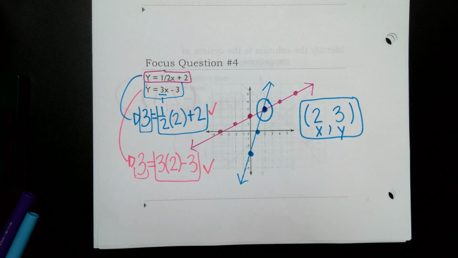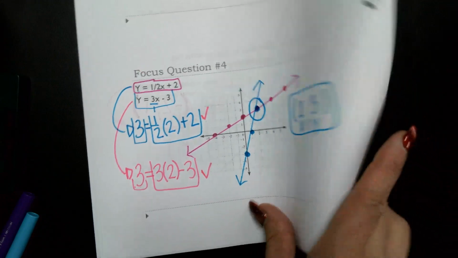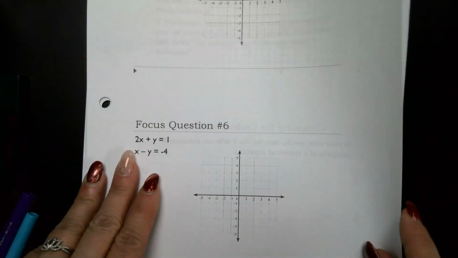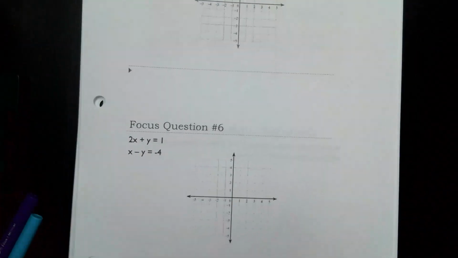What do you think if I got 1 true, 1 false? Is it a solution to the whole system? No. What if I got 2 falses? Then clearly not. The only way it's a solution to the system is if you get 2 trues when you plug it back in. Okay, now you can turn the page.